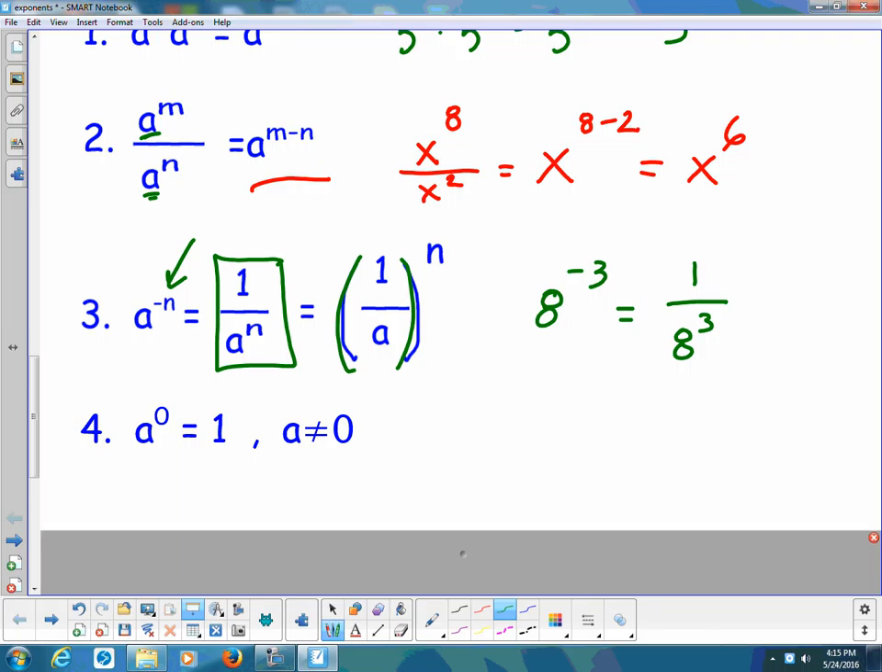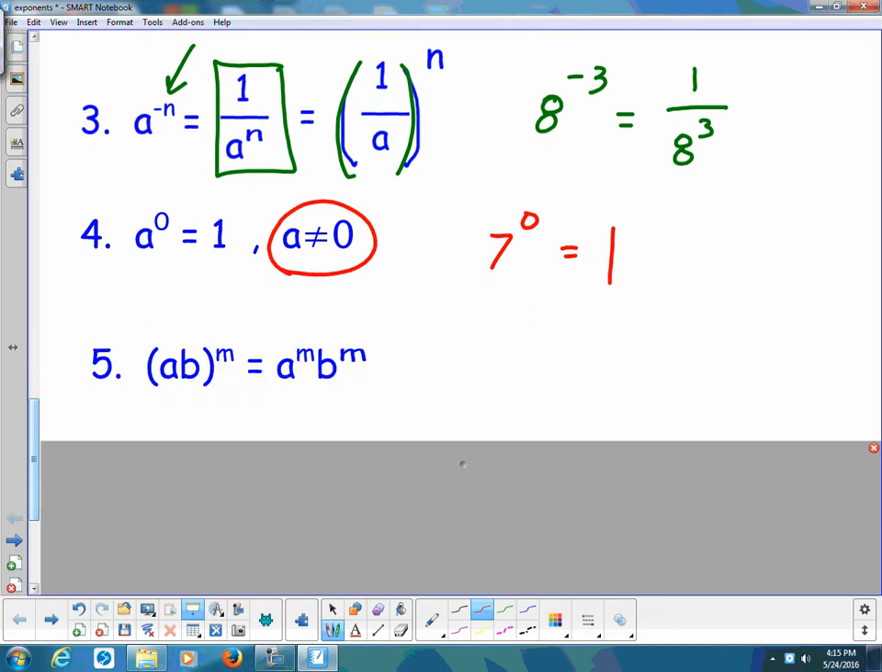Let's take a look at property 4. This involves 0 as an exponent. So if you have a raised to 0, that's always going to be equal to 1, as long as a is not equal to 0. Because 0 raised to the 0 is not equal to 1. That's called an indeterminate form. We cannot really analyze those without some calculus. So for a to the 0 equals 1, for example, 7 to the 0 is just going to be equal to 1.